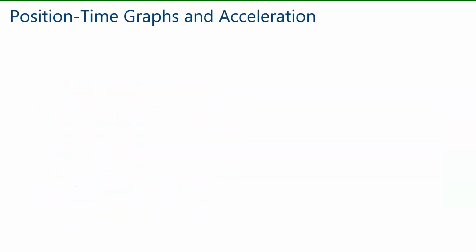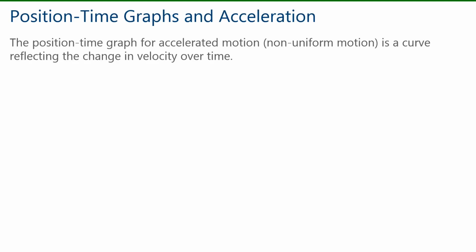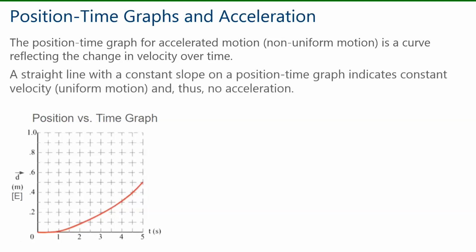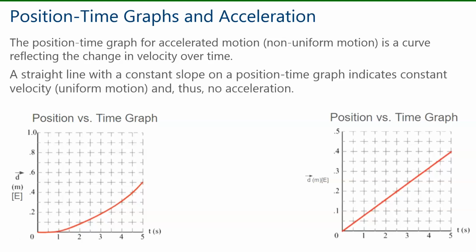Now let's look at how to interpret acceleration from a position time graph. The position time graph for accelerated motion, non-uniform motion, is a curve reflecting the change in velocity over time. A straight line with a constant slope on a position time graph indicates constant velocity or uniform motion, and therefore no acceleration. So position time graph 1 with a curved line indicates acceleration is occurring, but position time graph 2 with a straight slope line indicates no acceleration.